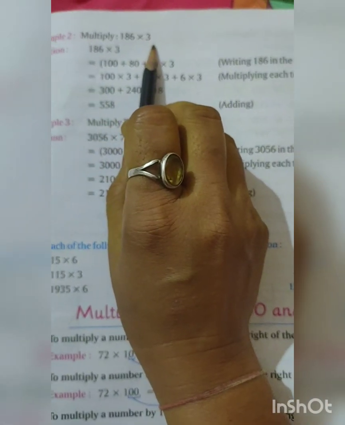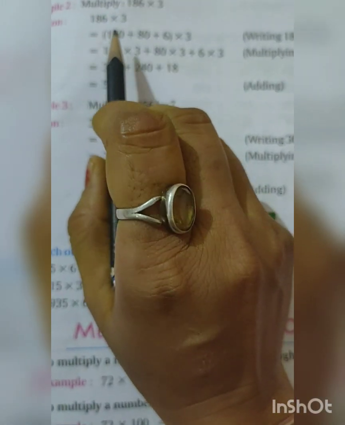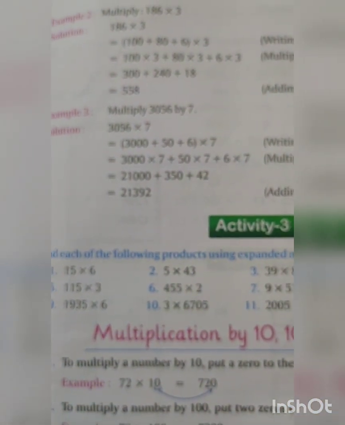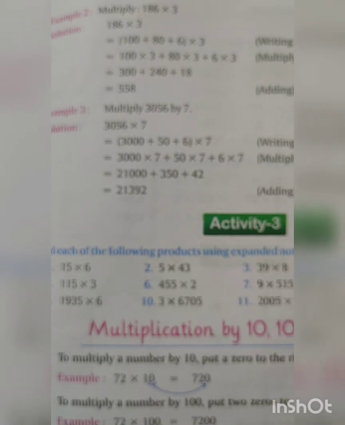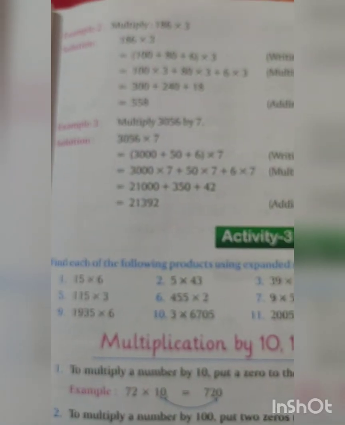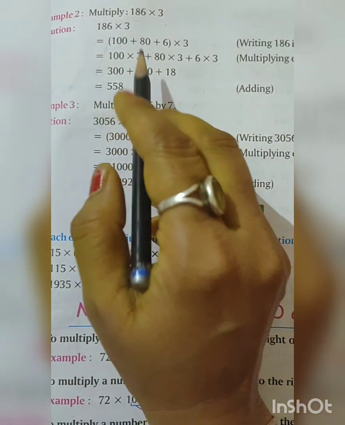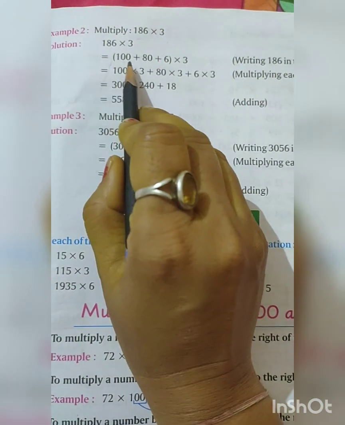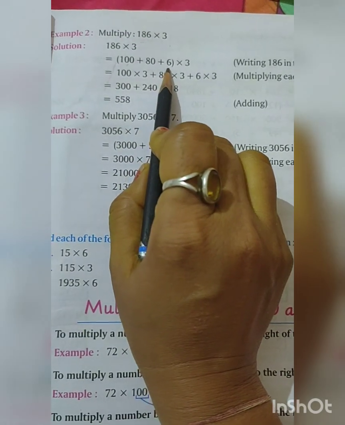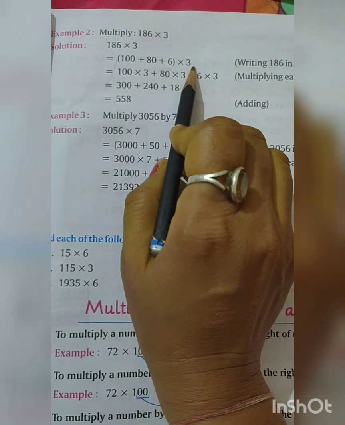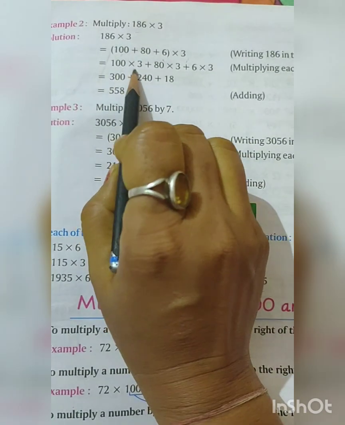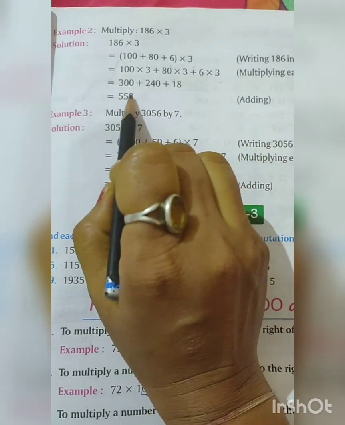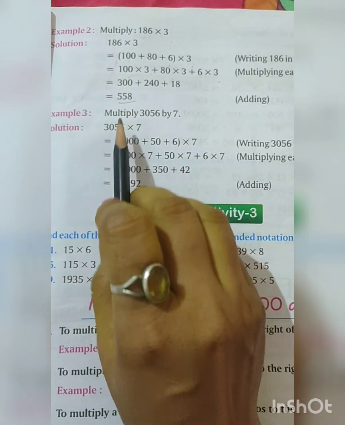We can see one more example. 186 multiplied by 3. Under this, 3 is a single number. So we have to split 186. It will become 100 plus 80 plus 6, multiplied by 3. Now we have to multiply 3 with each of them. So 100 multiplied by 3 plus 80 multiplied by 3 plus 6 multiplied by 3. Then it will be 558.